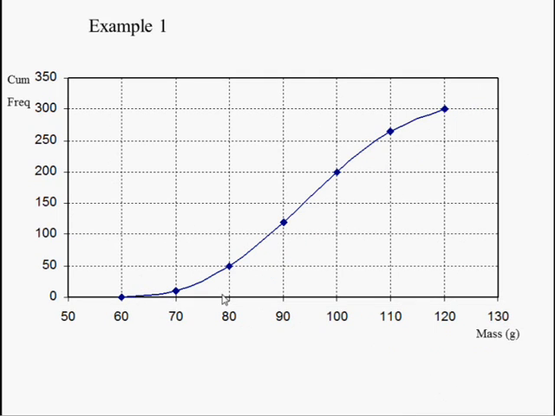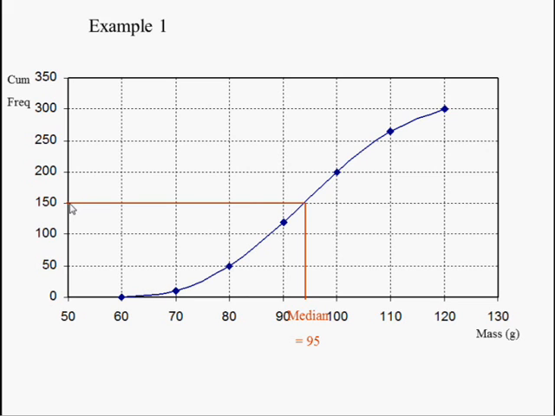Now what we can do is take that smooth curve and work out the median. So the median is the middle number, so it's the 150th apple. And the 150th apple, if we go down now, weighs 95 grams.